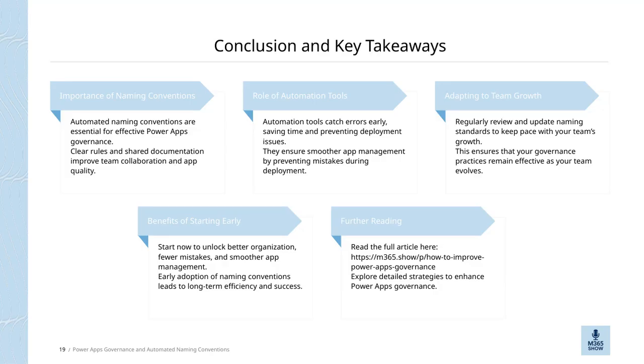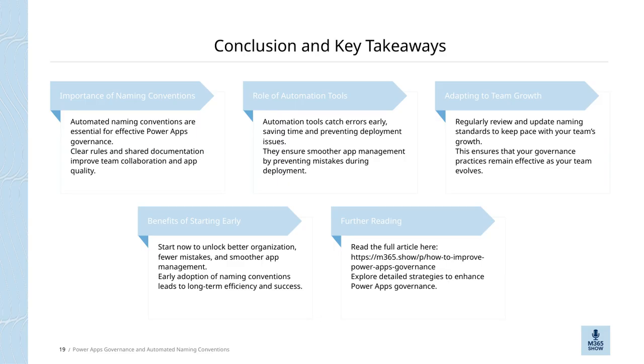And that brings us to our conclusion and some key takeaways. As we've discussed, effective governance and automated naming conventions are crucial for managing Power Apps successfully. You can explore the full article at the link provided to dive deeper into strategies for improving governance. Starting early with clear naming conventions helps establish a solid foundation, leading to greater efficiency and fewer mistakes over time.